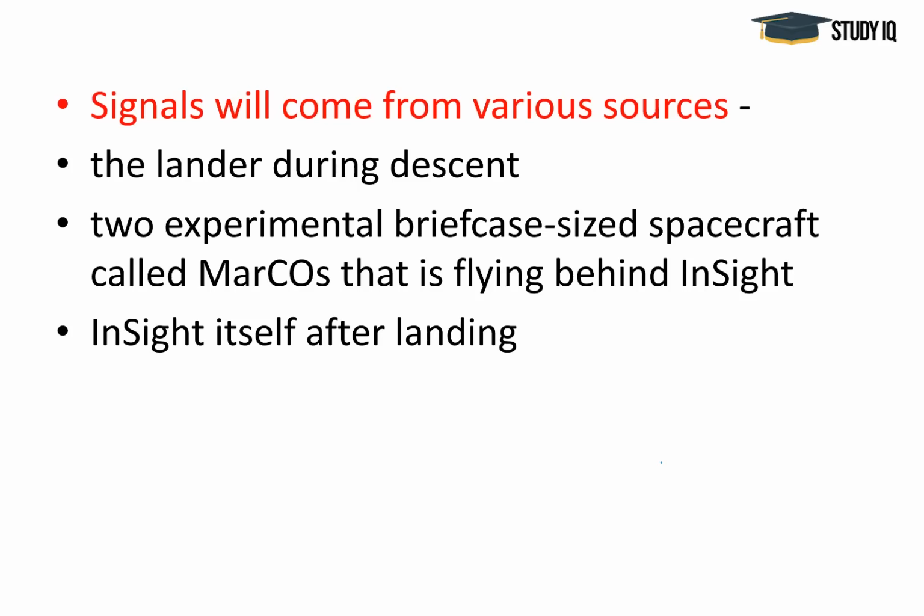So now let's come back to the signals. The signals will be received back on Earth from various places: from the lander, and I told you about the two separate satellites, that is the MarCO satellites, and from InSight itself after it has landed, and even during the descent it was sending various signals.